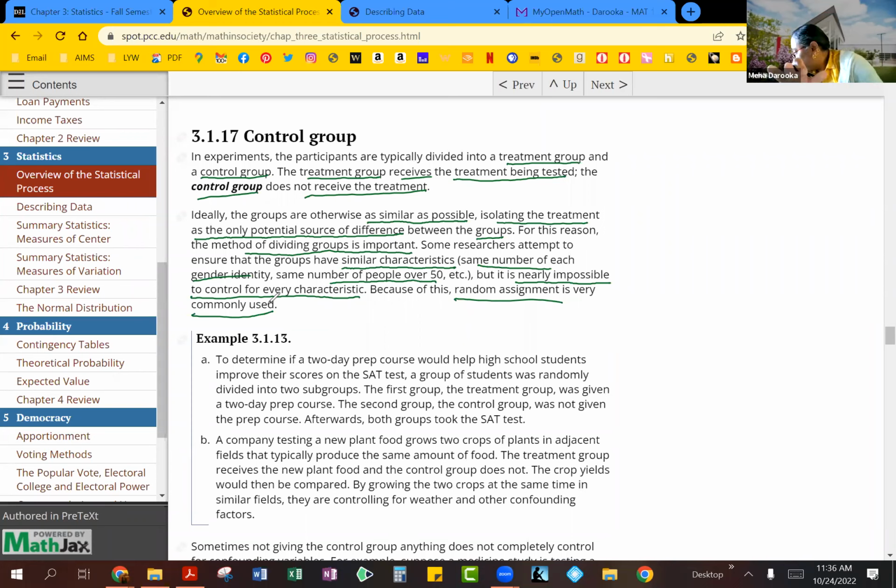So just look at these two examples over here. They're saying to determine if a 2-day prep course would help high school students improve their scores on the SAT test, a group of students was randomly divided into 2 subgroups, right? So the first one would be the treatment group, and they were given the 2-day prep course. So that's your treatment group.